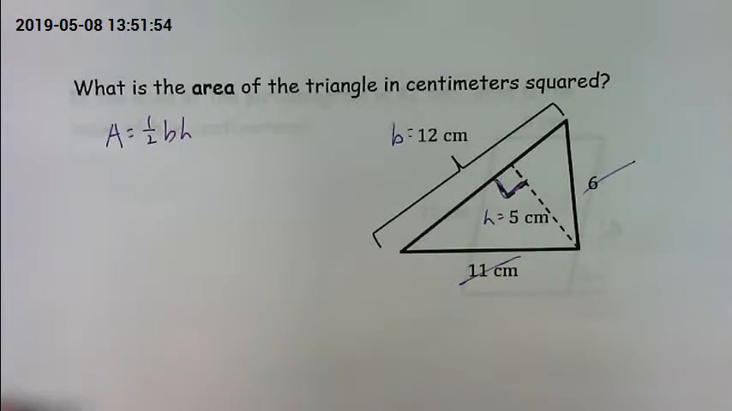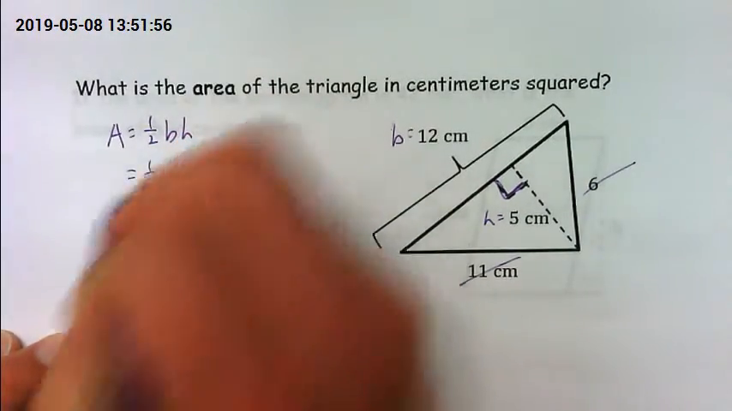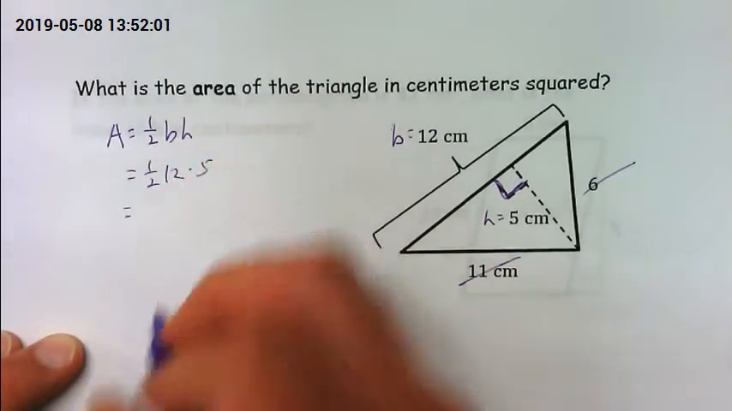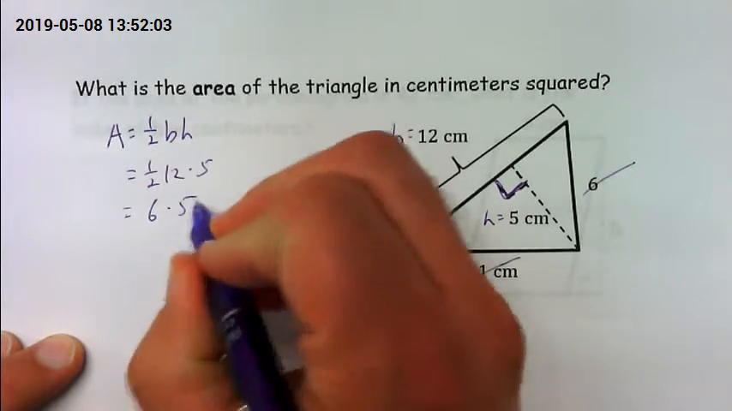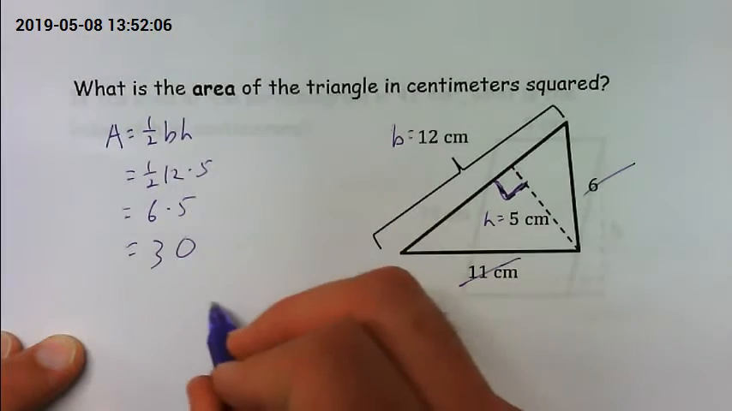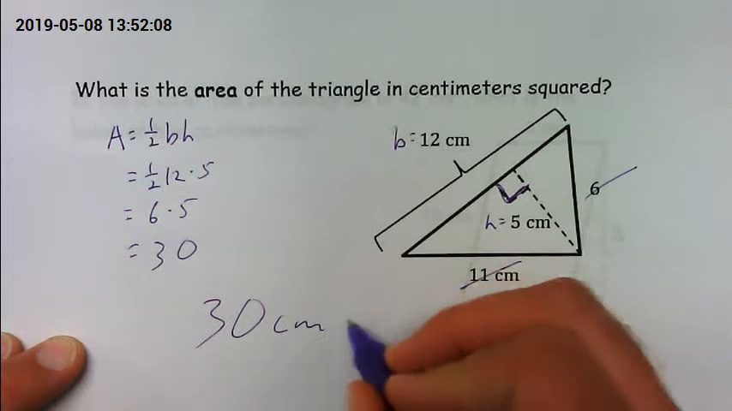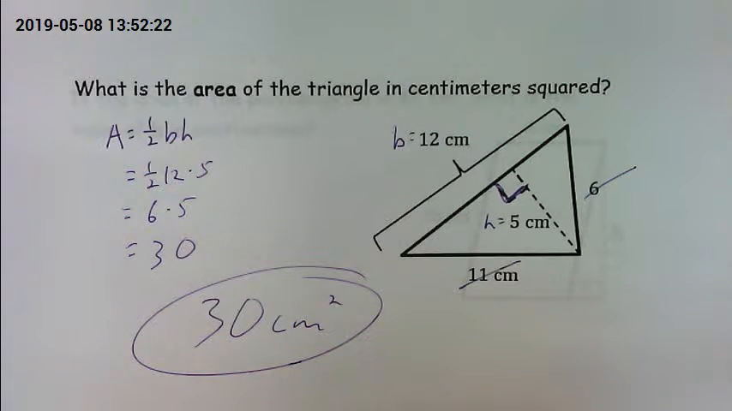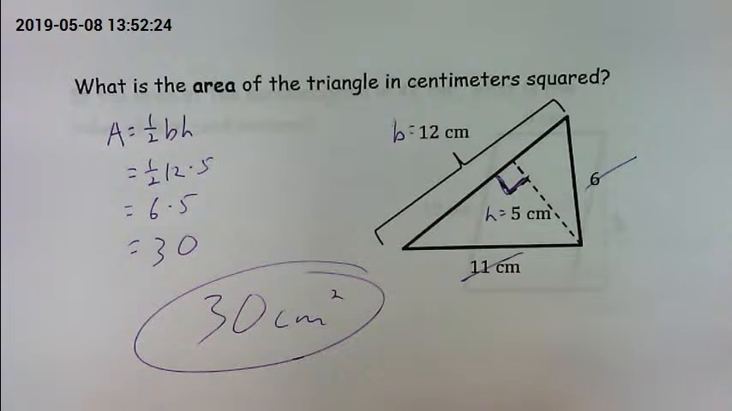So then, plug them all in. We have everything we need. 1/2, the base, times the height. Half of 12 is 6, and 6 times 5 is 30. So 30 centimeters squared. Remember your units as well. That's probably the easiest problem that I have on here today. But again, you have to be able to identify what formula you need to use, identify the parts that you need to plug in, plug in those parts, and then solve.